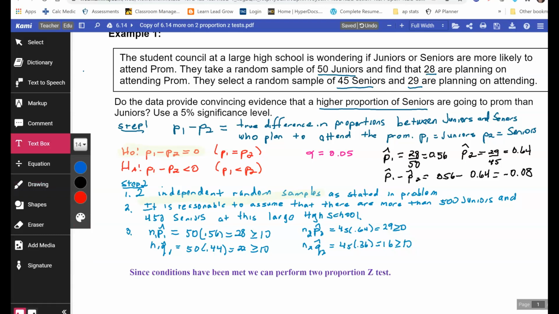So did you say since conditions have been met, we can perform a 2 proportion z-test?